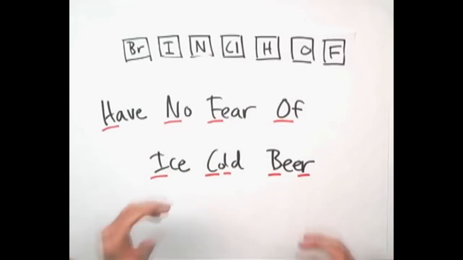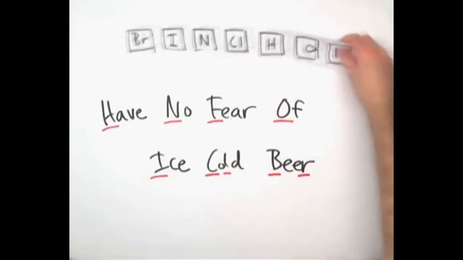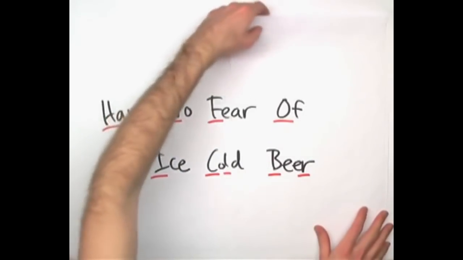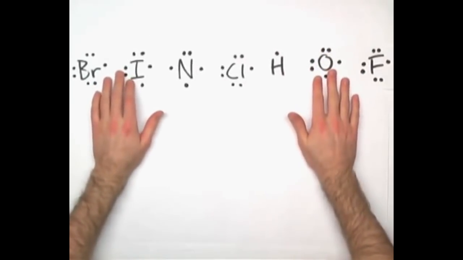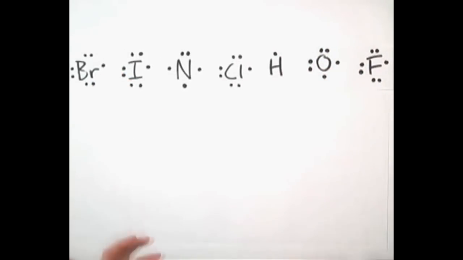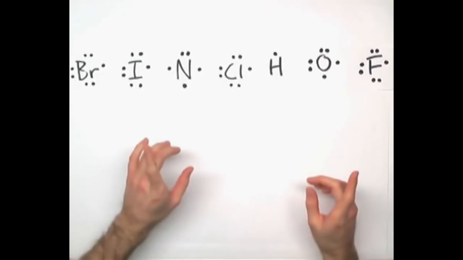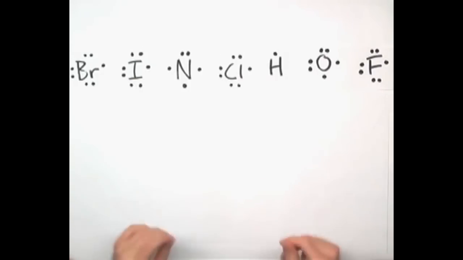Okay, so that's how to remember them. Now, if you're interested, I'm going to take just a minute to talk about why these diatomic elements actually pair up. Okay, here's the reason why. On their own, the diatomic elements are sad atoms. They're unhappy atoms because none of them have a full valence shell of electrons.